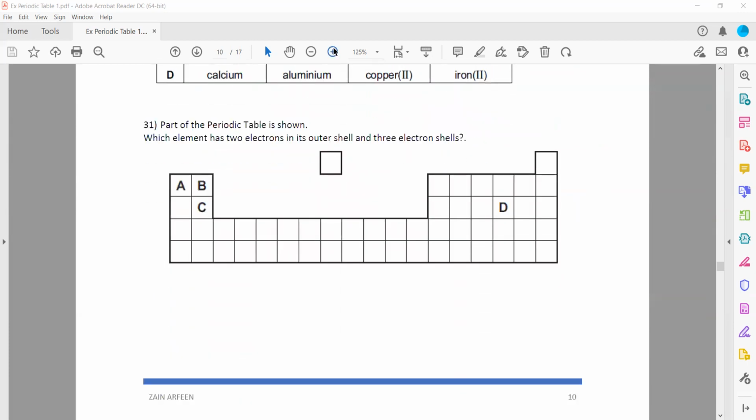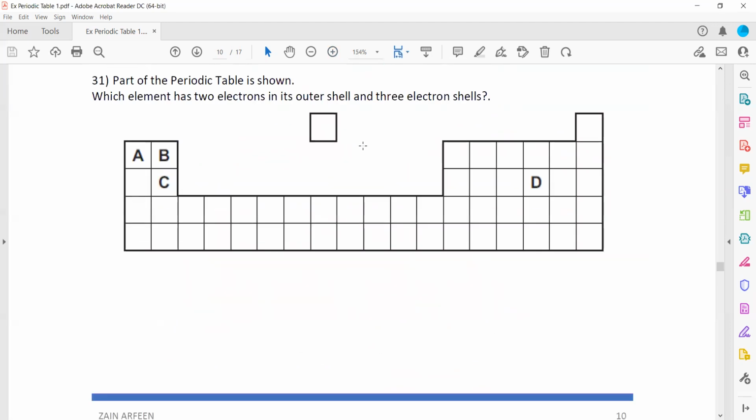In question 31, part of a periodic table is shown. Which element has 2 electrons in the outer shell? So an element with 2 electrons in the outer shell means group 2. And 3 electron shells means period 3, or the third period. So when we check, only 2 elements are there in the first period, and that is hydrogen and helium. So this is the first period.